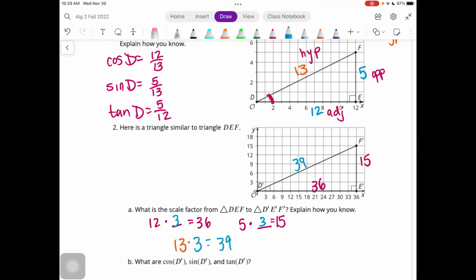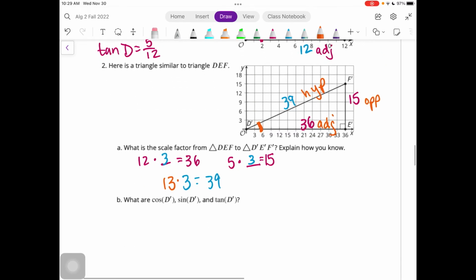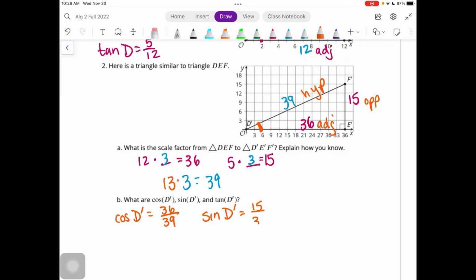All right, I'm going to label that hypotenuse. And so we are looking at the cosine of D prime. So again, we're looking at this angle. So this is our adjacent, and then this is our opposite. All right, so the cosine of D prime is the adjacent, which is 36, over hypotenuse, which is 39. Sine of D prime is opposite, which is 15 over 39, because that was the hypotenuse. And then tangent of D prime is opposite, which is 15 over adjacent, which was 36.